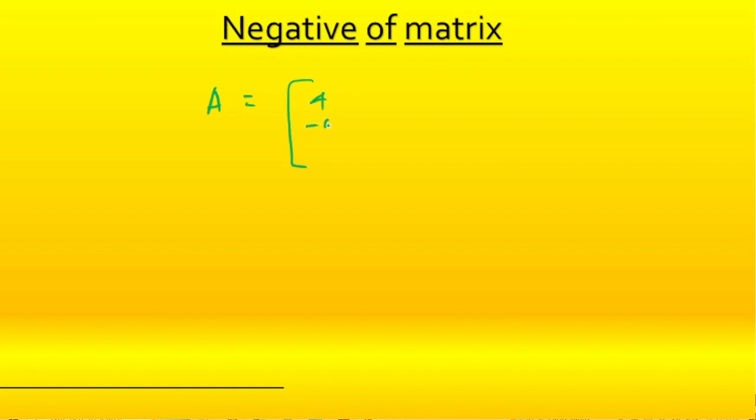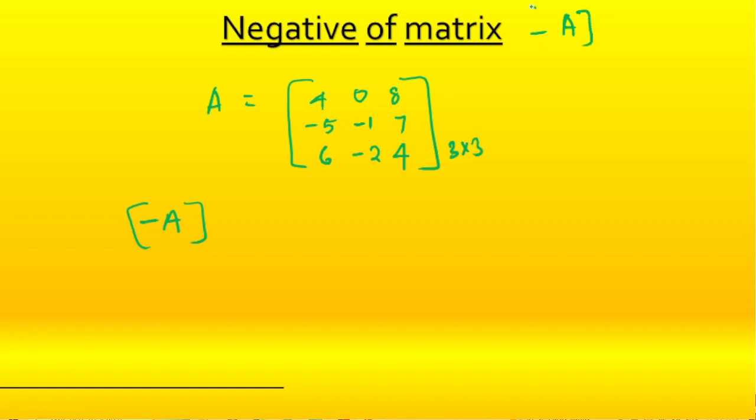4, minus 5, 6, 0, minus 1, minus 2, 8, 7, 4. Now this is your matrix. Now the negative of the matrix is nothing but the negative of A, so it is represented with negative of A. This is the negative of a matrix. That means you have to change the sign of each and every element in a matrix.